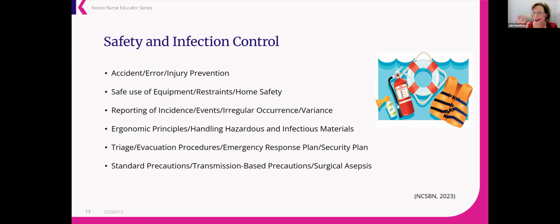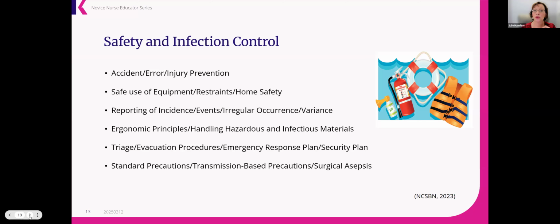So get out of your mind, "I'm not teaching that leadership course or that capstone course. I don't need to know about the NCLEX." You do. It's important. Handling hazardous and infectious materials, triage, evacuation procedures, emergency response plan, security plan. Standard precautions, transmission-based precautions, and surgical asepsis. So remember, all the courses that you're teaching are building upon one another, especially fundamentals. Firm foundation for your students to continue to build critical thinking and clinical judgment for safe practice.